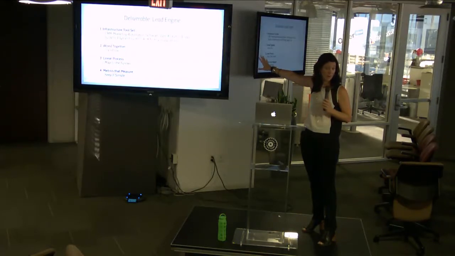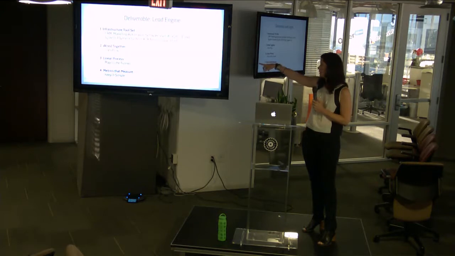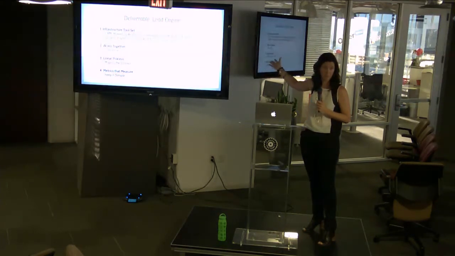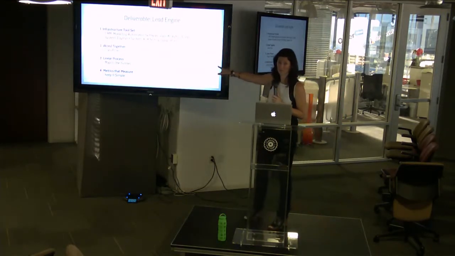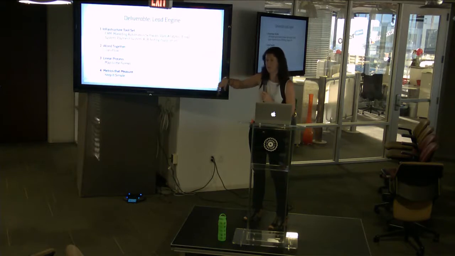Wired together, figure out how it's all wired together, how the data that you're going to pass between the systems. The linear process, map it to the funnel. I showed you the funnel example. Make sure that you understand how all that works together and supports your funnel. Your funnel is your most important thing. And then the metrics, keep it simple.